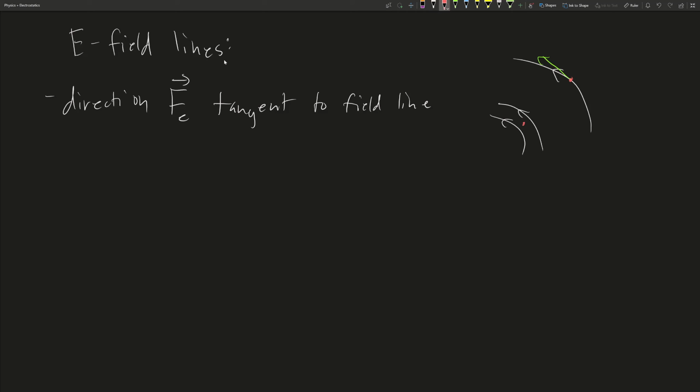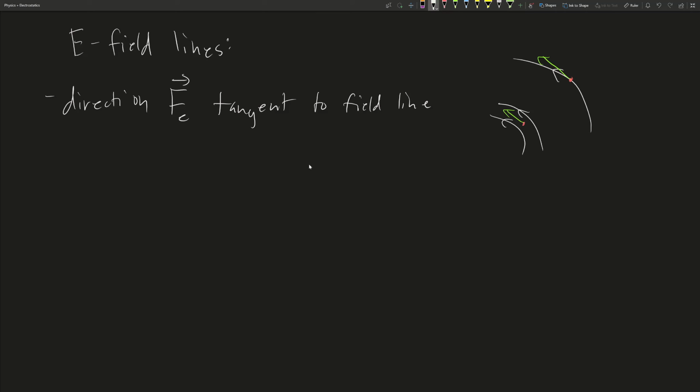Now remember, like I said, field lines are only a representation of the electric field, which means that the lines themselves aren't actually there. So just because it's in between two field lines doesn't mean that there's no electric field there. It just means that we haven't chosen to draw a field line at that location, but if there was a field line there, this force would be tangent to that field line.